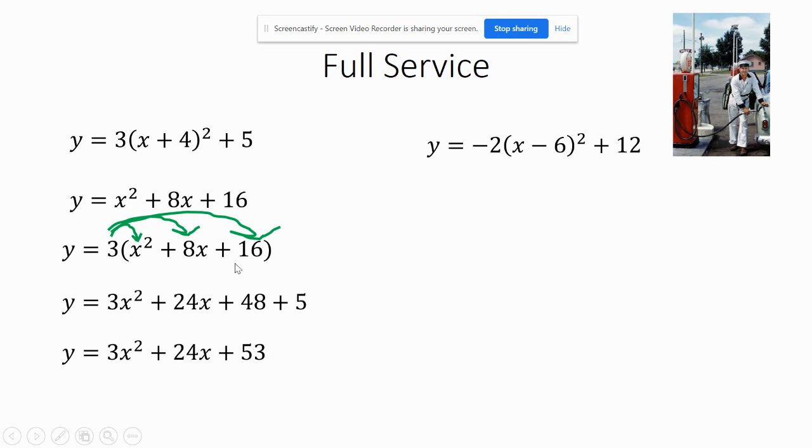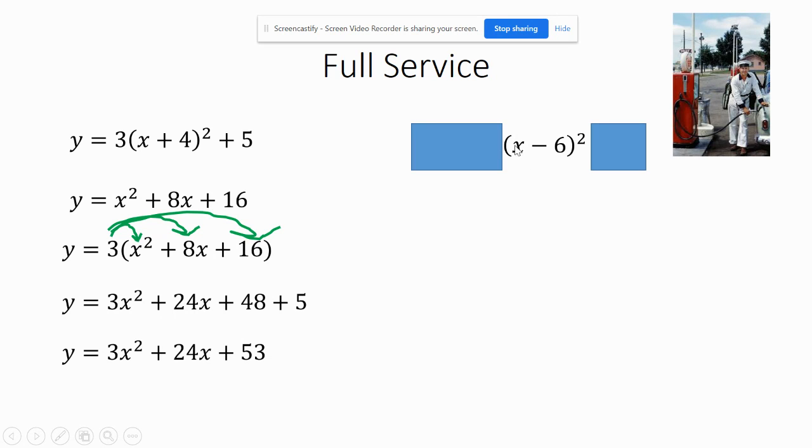And then I'm simply going to add the 5 I have there at the end, which then makes it 48 plus 5, the only two terms that go together, which makes it 53. So my answer would be 3x squared plus 24x plus 53. So now to go over here to this other one, it's the same thing. Let's simply ignore everything except our binomial here.